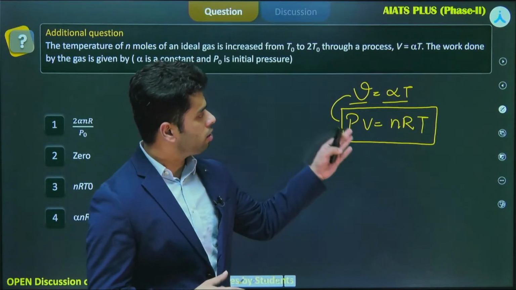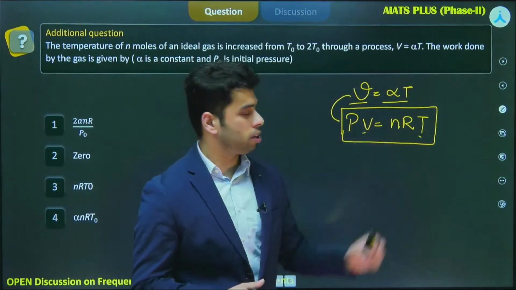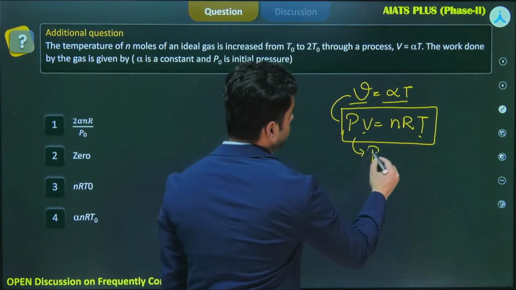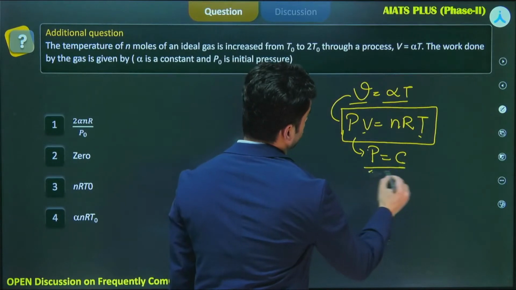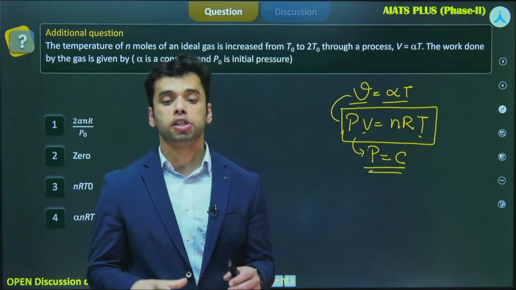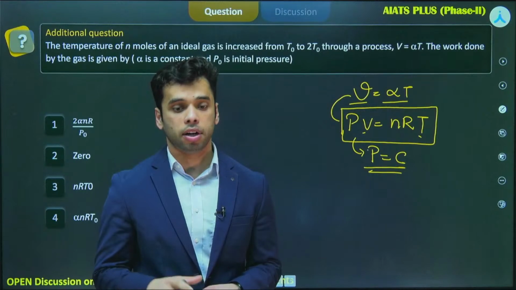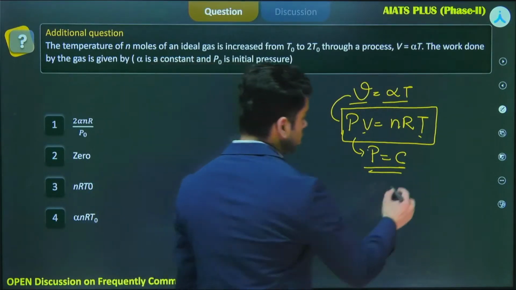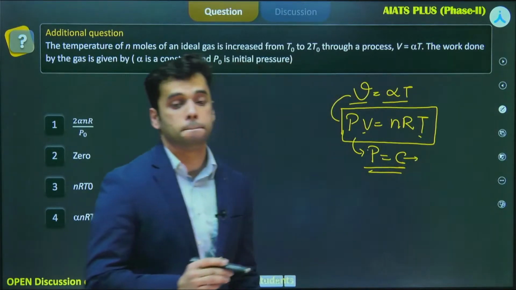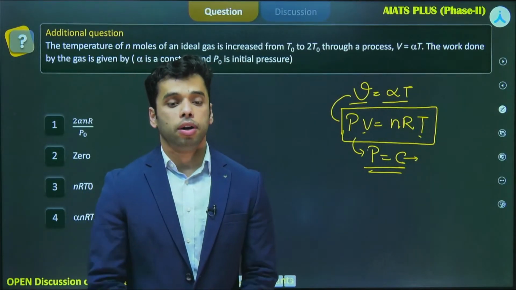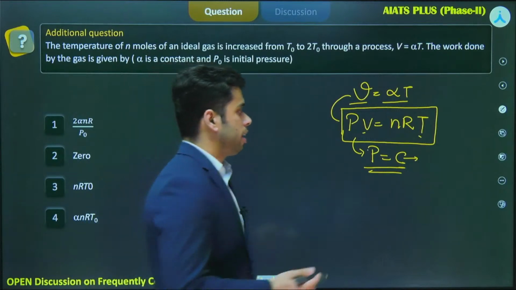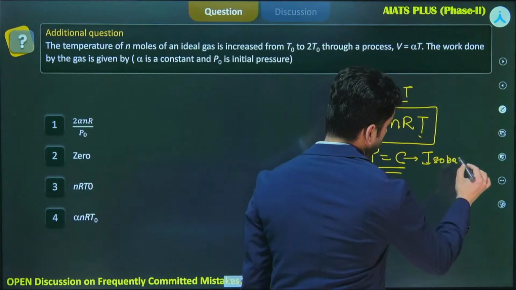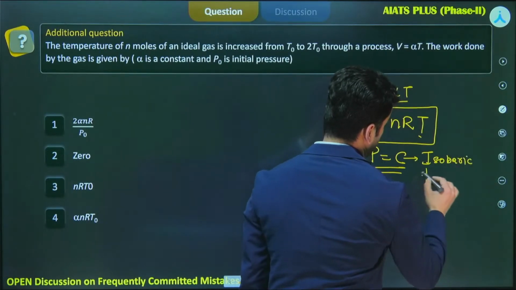If volume is proportional to temperature, I can say that pressure is going to remain constant. And what do we call the process in which pressure is going to remain constant? Anyone? What is the name of that process? Anyone can comment the name of the process. It is isobaric process. So we have isobaric process.